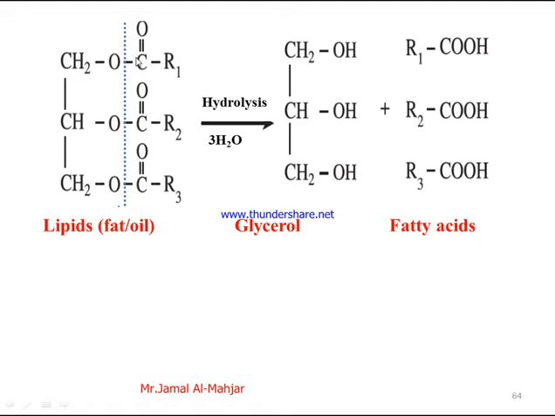Then add OH to C double bond O, so R C double bond O, OH. R1CO is C double bond O, and this is the OH that we added. And this is R2CO, OH. C double bond O is written here as CO, it is the same. And this is R3CO, OH, so we have three fatty acids and glycerol. It is the opposite of the formation.